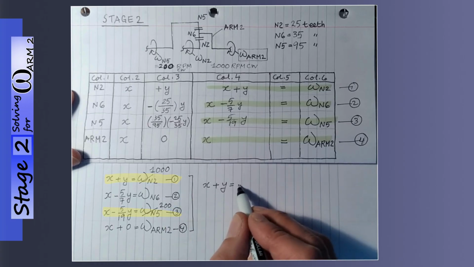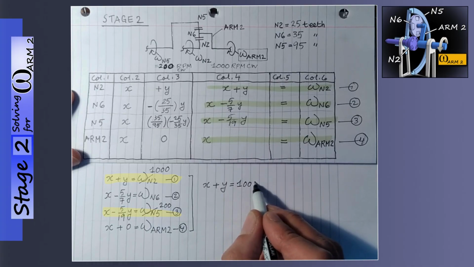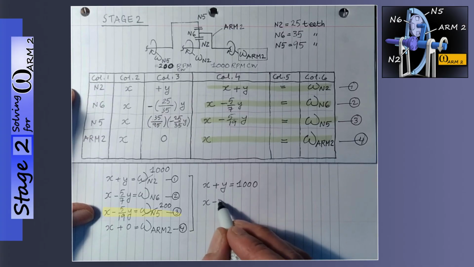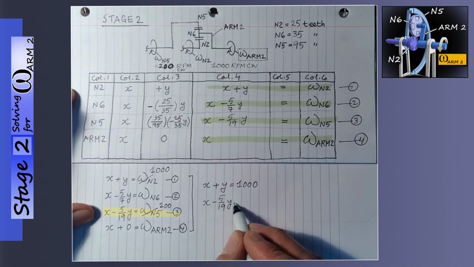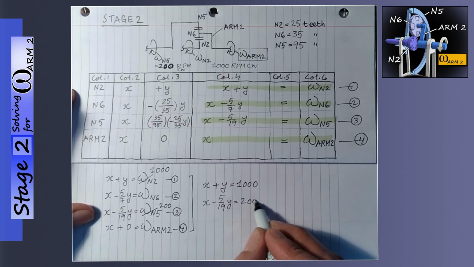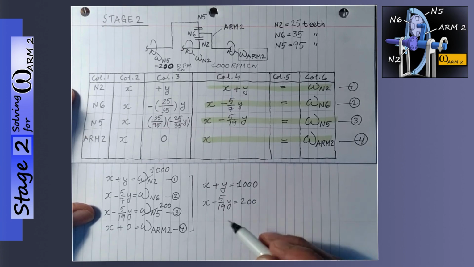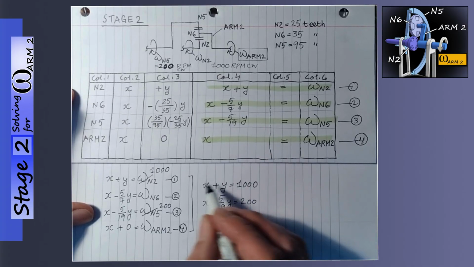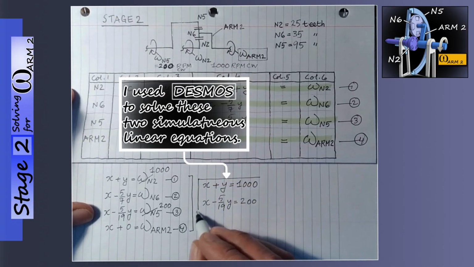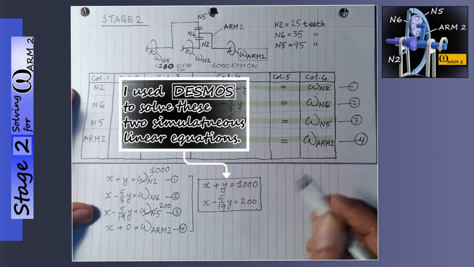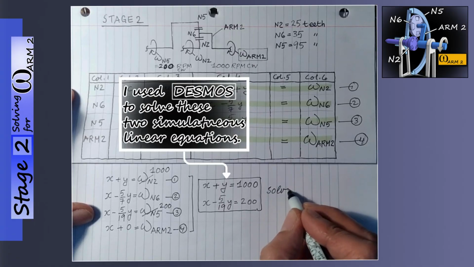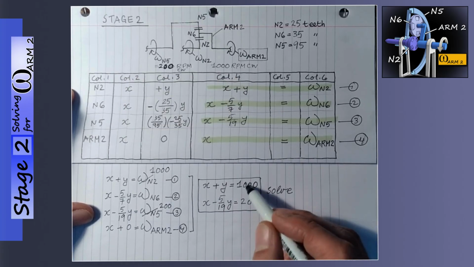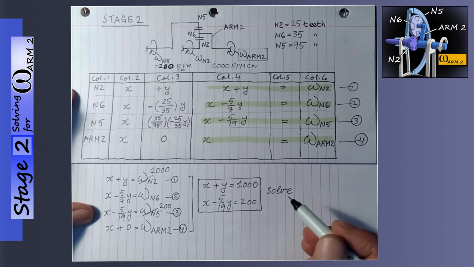And so this is equation number 1: x plus y is equal to 1000. And then we have the equation for gear N5, which is x minus 5 over 19 y is equal to 200. Once again, two linear equations that can be solved simultaneously. And if you solve them, so let's box them first. So we say solve. You could use any number of methods to solve these. I usually use Desmos. I just plot these two straight lines and get the intersection point.